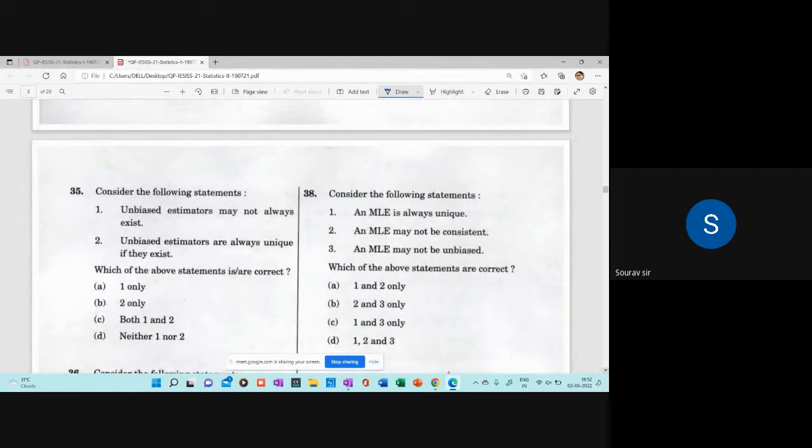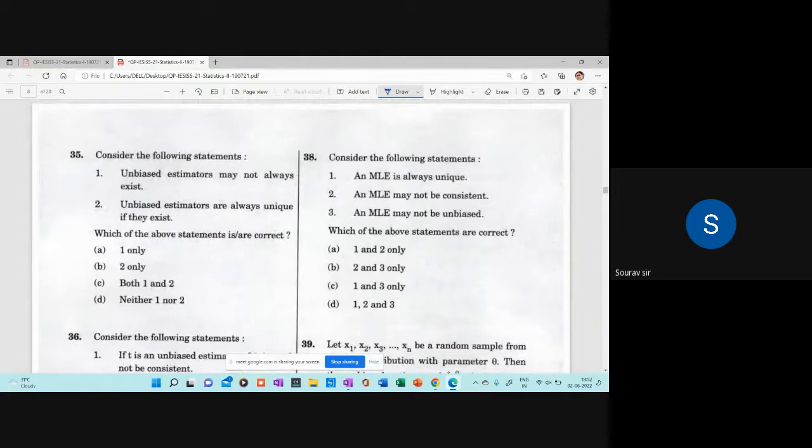Okay, this is a very small sum which I am just discussing. Question number 38. It's stating about the properties of MLE. Okay, first of all, is MLE unique? So what do you think? Is MLE unique?